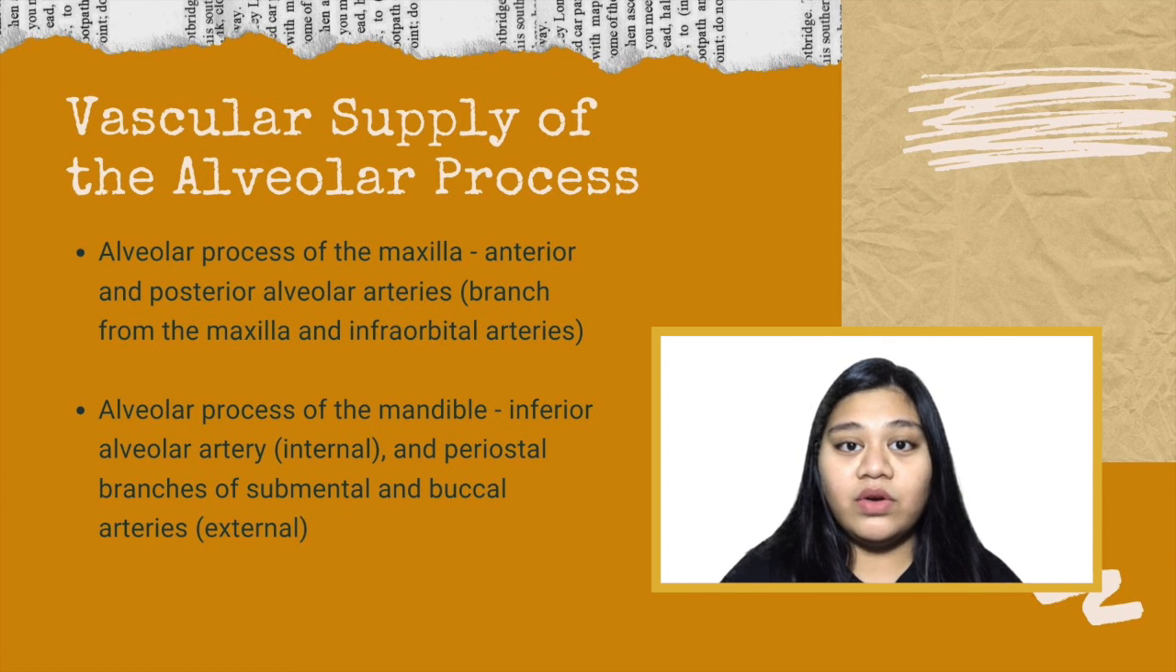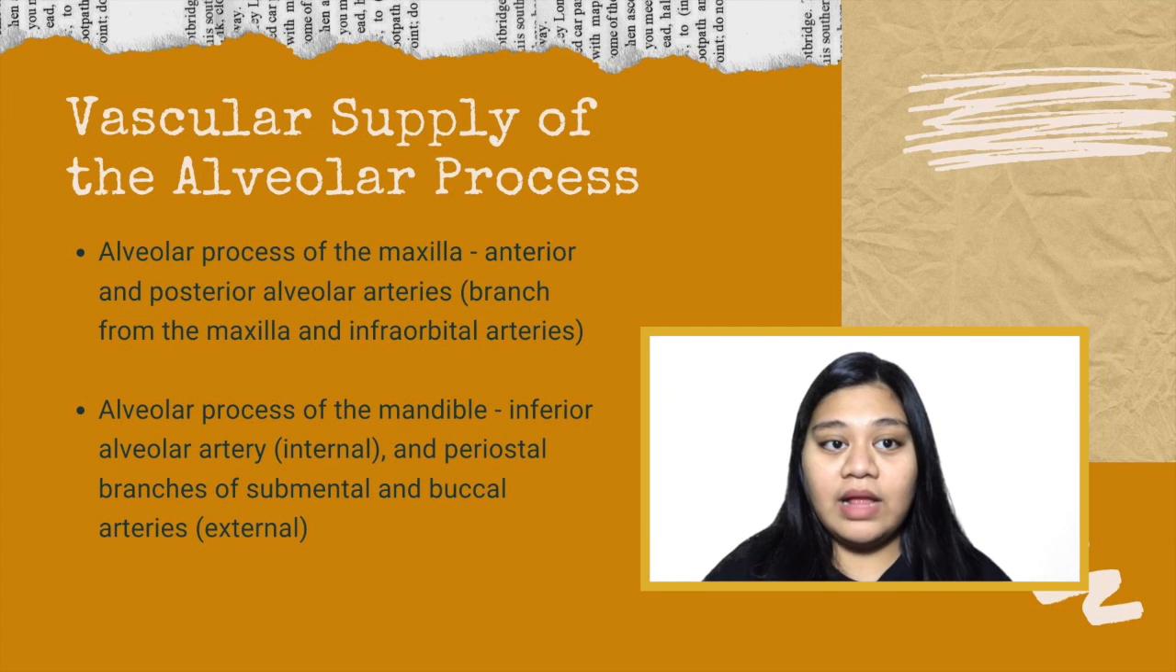Now, let's move on with the vascular supply of the alveolar process. The alveolar process of the maxilla is supplied by the anterior and posterior alveolar arteries that branch from the maxillary and the infraorbital arteries. The alveolar process of the mandible is supplied by the inferior alveolar artery, which is internal, and the periosteal branches of the submental and buccal arteries, which are external.